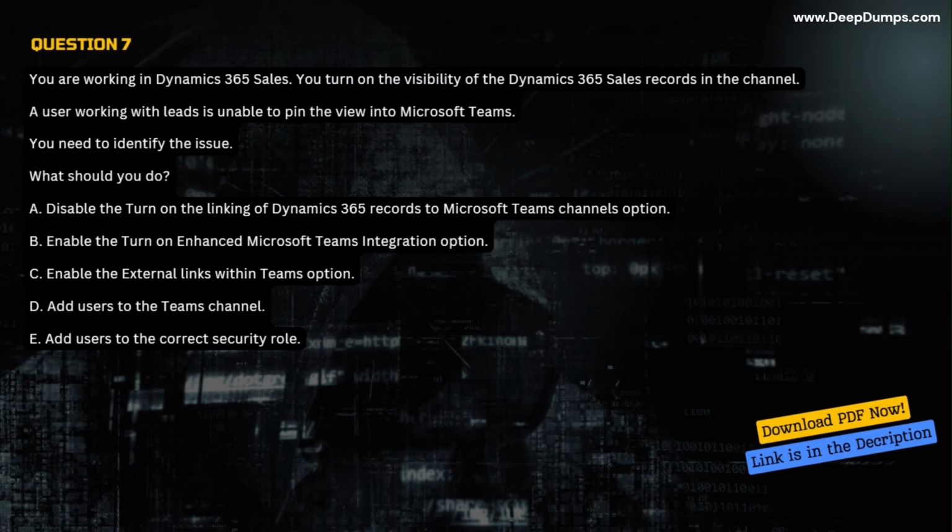Question 7. You are working in Dynamics 365 Sales. You turn on the visibility of the Dynamics 365 Sales records in the channel. A user working with leads is unable to pin the view into Microsoft Teams. You need to identify the issue. What should you do? A. Disable the turn on the linking of Dynamics 365 records to Microsoft Teams channels option. B. Enable the turn on enhanced Microsoft Teams integration option. C.